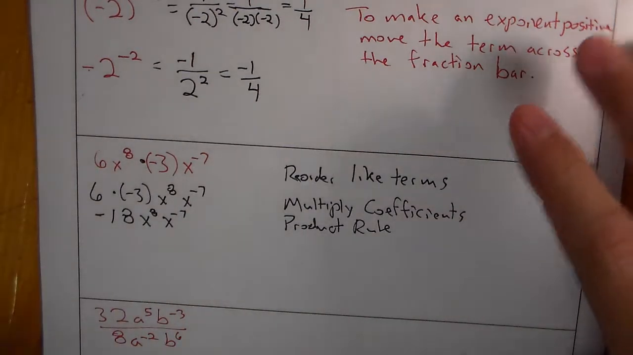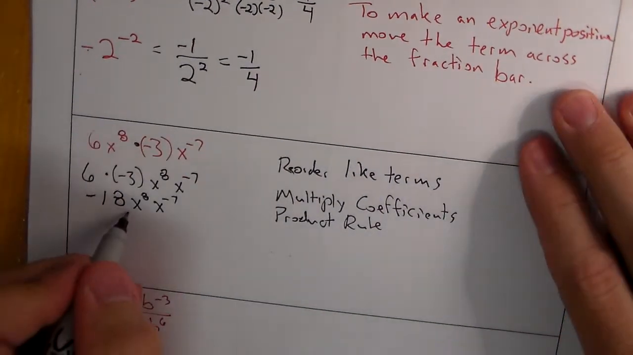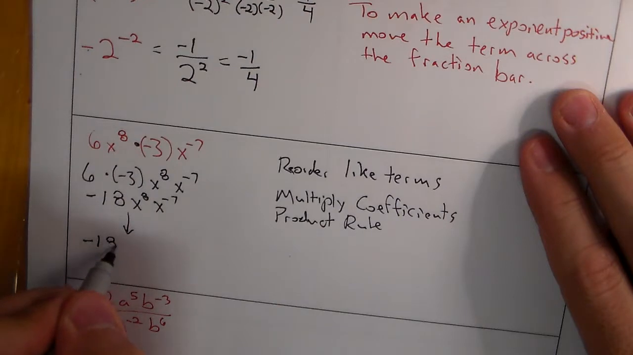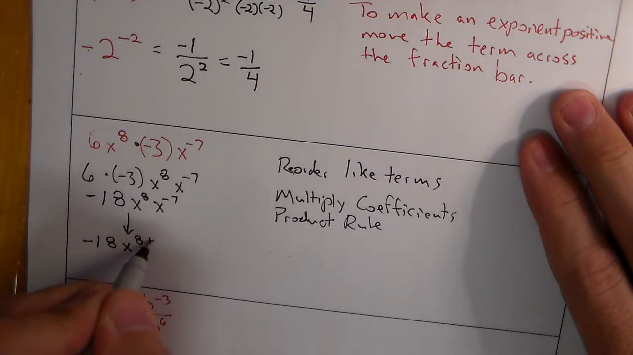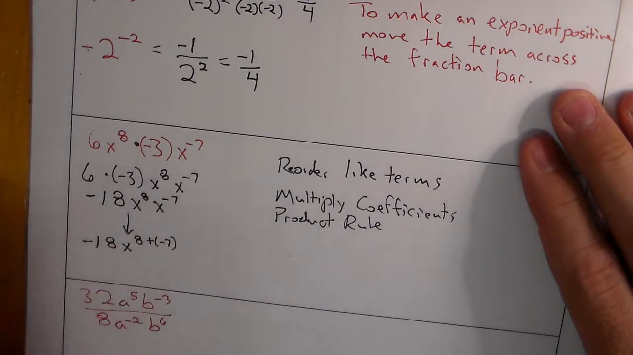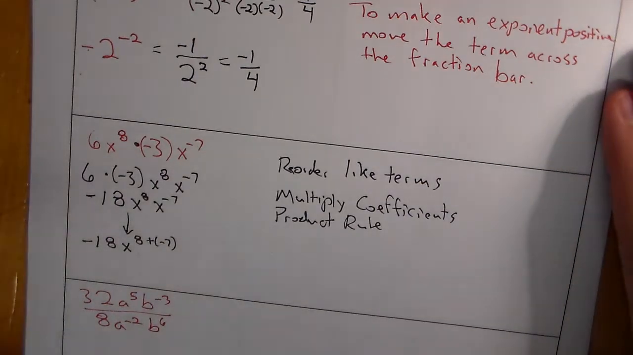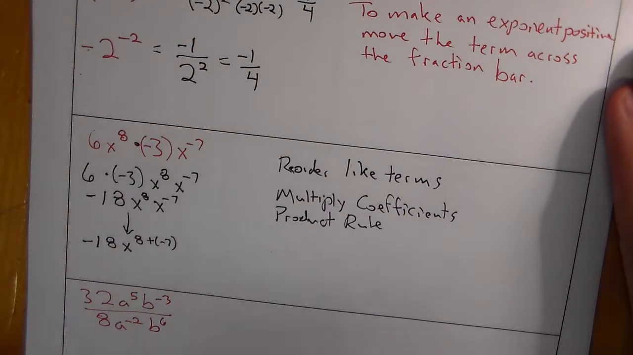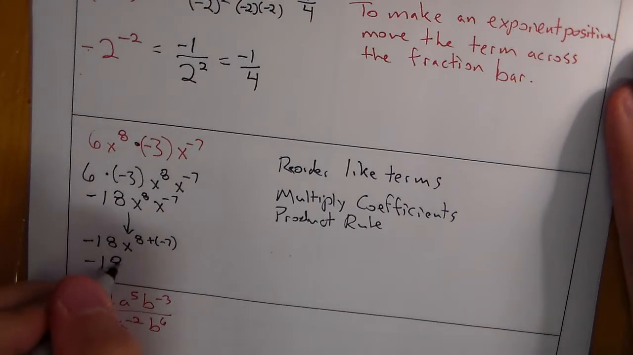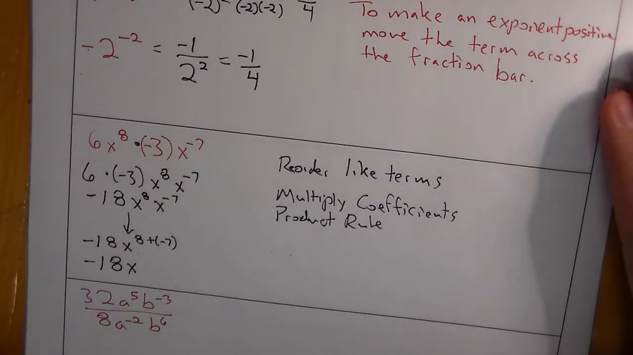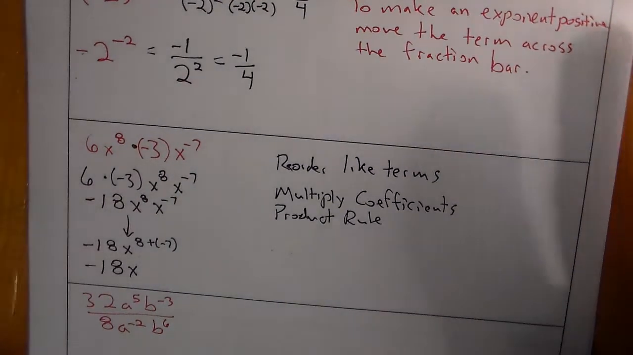We have two approaches we could do here. So one option is to now go negative 18 x to the 8 plus negative 7. That is the product rule. The product rule tells us when we have like bases, we can add the exponents. And in doing that, we get negative 18x. Gives us our answer. It's a solution.